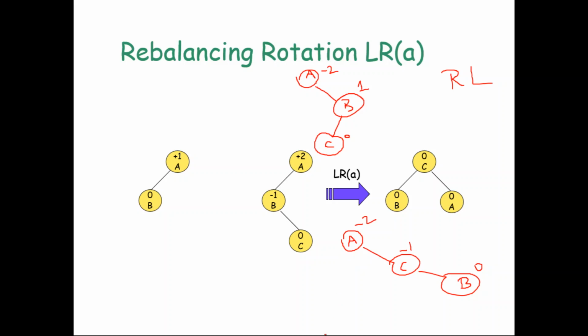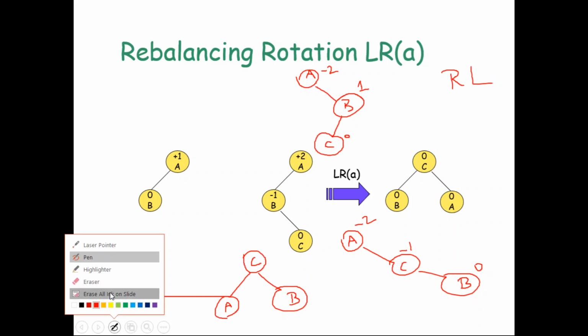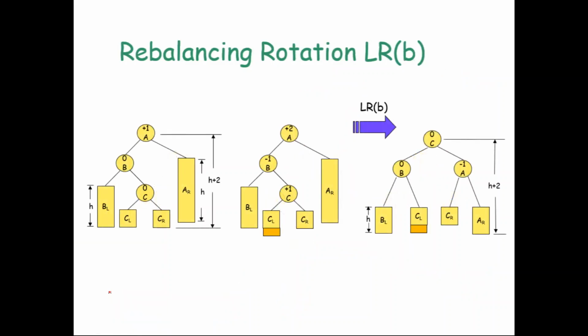Now if you perform the left rotation on A, A will become the left child of C. So as a result what you will get is C, A and B. So this is a balanced tree. So this is case 1 for RL. Similarly you can work out case 2 and case 3.